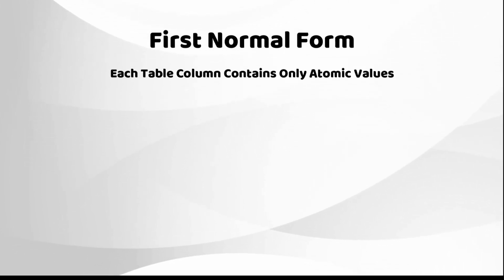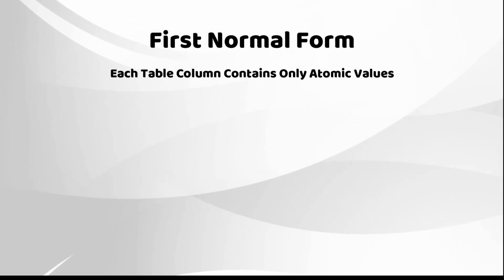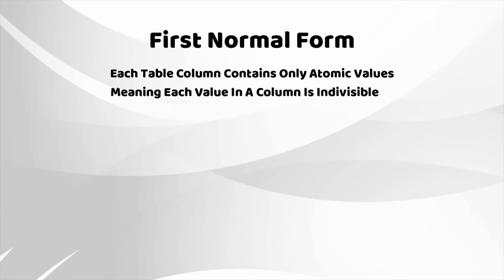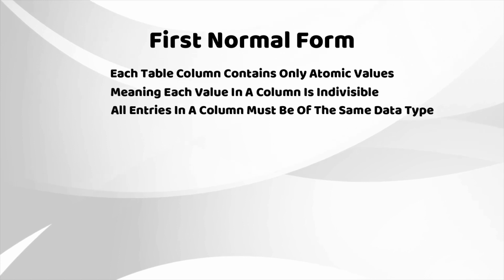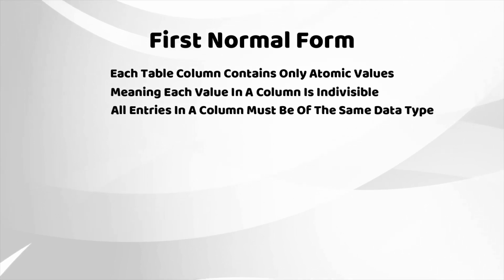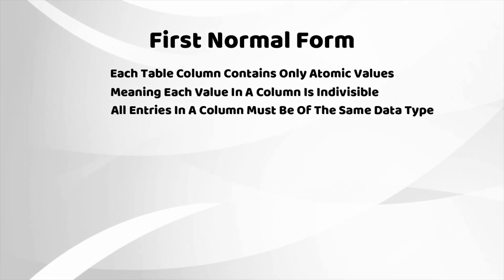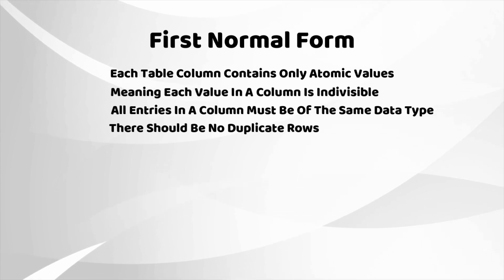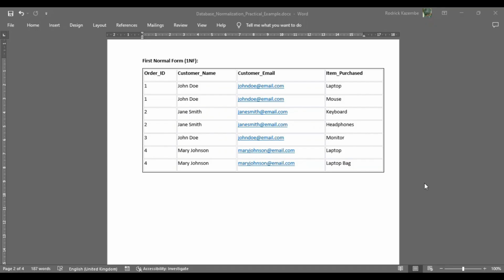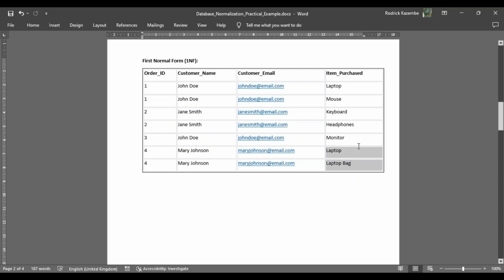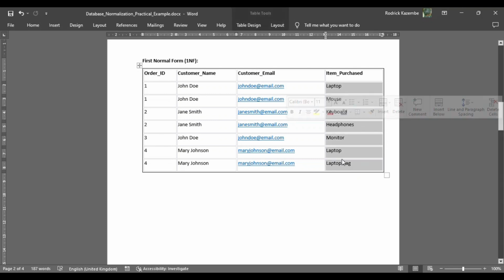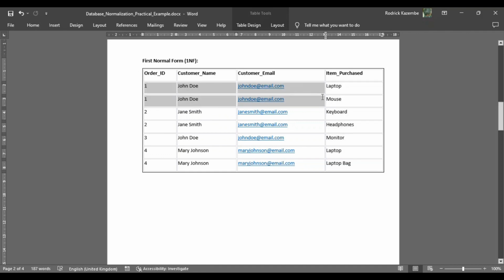First normal form, or 1NF, is achieved when each table column contains only atomic values, meaning each value in a column is indivisible. Additionally, all entries in a column must be of the same data type, and there should be no duplicate rows. In this example, we will transform a non-normalized table into 1NF by removing duplicate rows and ensuring that each column contains only atomic values.